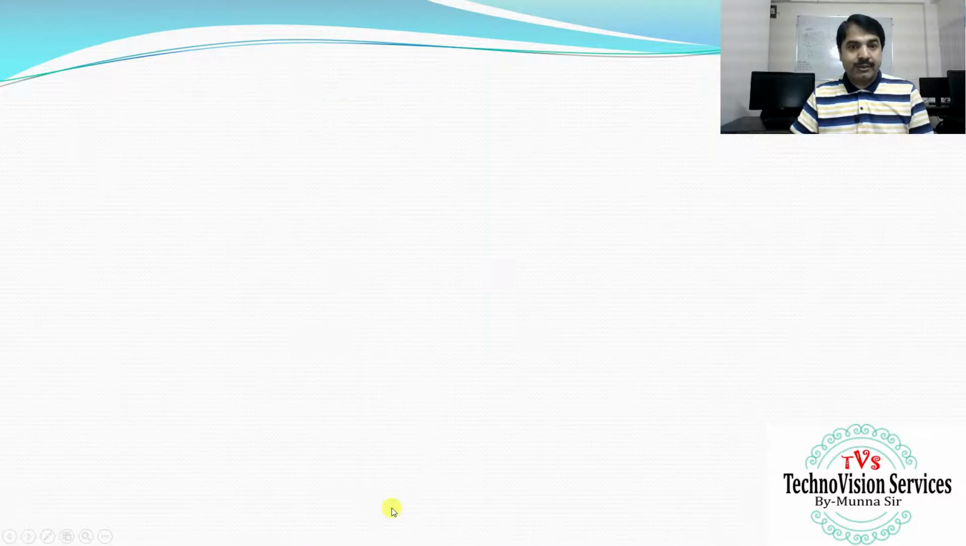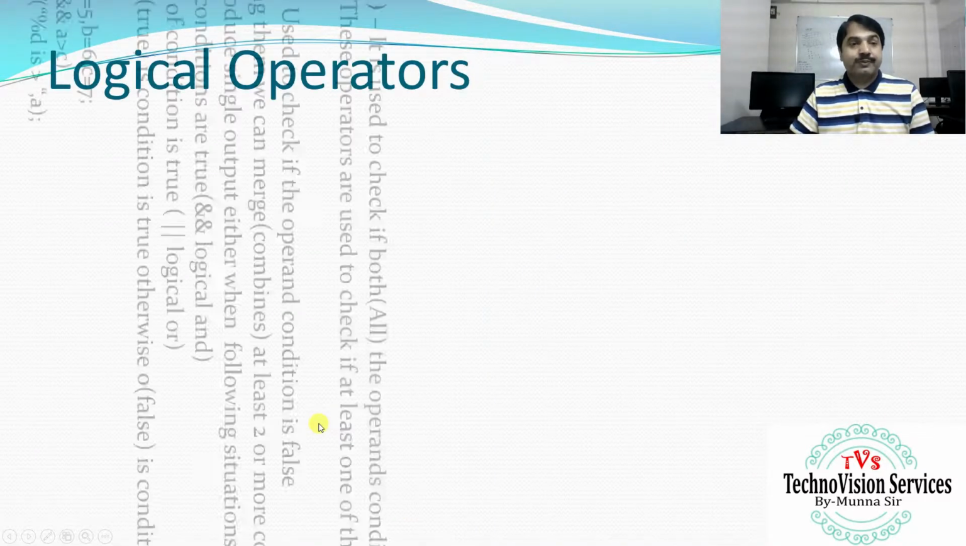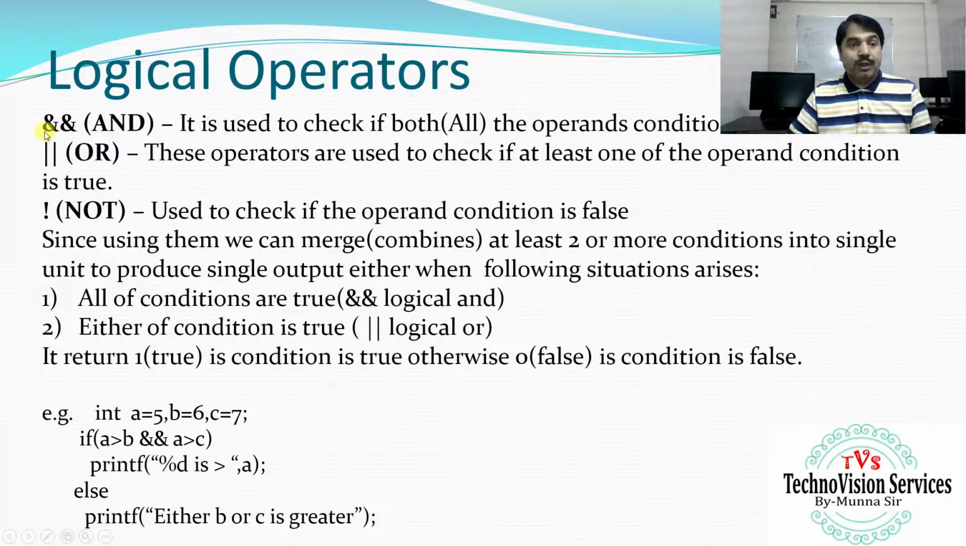What is the next operator? Logical operators. Logical AND, logical OR, and logical NOT. These are three logical operators we use in C, C++ or any object-oriented language also. Why are logical operators used? Logical AND is used to check if all the operand conditions are true, while logical OR is used to check if at least one of the operand conditions is true.